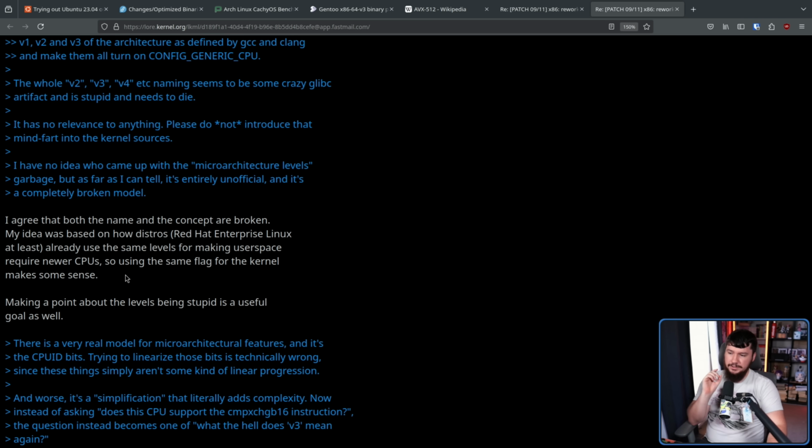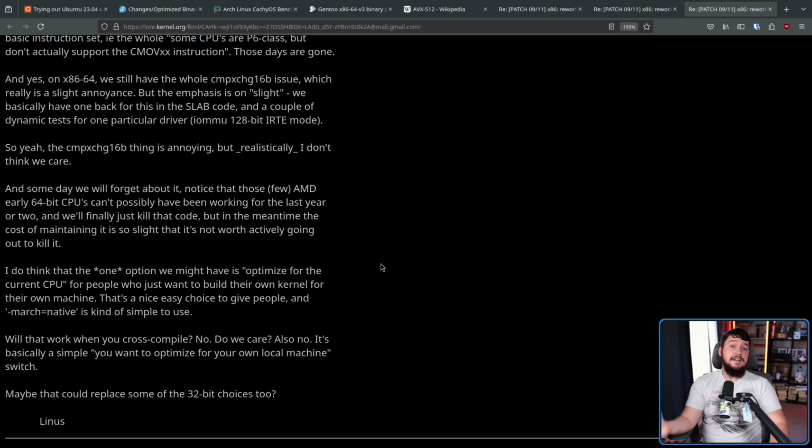I agree that both the name and the concept are broken. My idea was based on how distros, Red Hat Enterprise Linux at least, already use the same levels, making user space require newer CPUs, so using the same flag for the kernel makes some sense. Making a point about the levels being stupid is a useful goal as well. Now, the reason why Red Hat uses it is, well, Red Hat was involved in the formalization of the specification. The glibc guy who actually started the idea was from Red Hat.